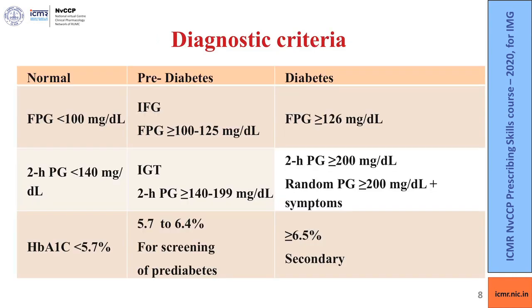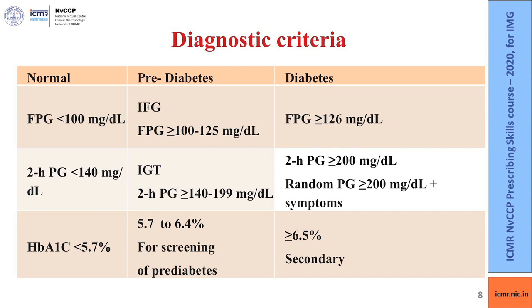Laboratory investigations are important and diagnostic, particularly the fasting plasma glucose, the postprandial or the 2-hour plasma glucose after meals and the HbA1c, and based on the levels of these 3 parameters, the patients are diagnosed either as normal, pre-diabetic or diabetic. So, these are the values that are mentioned as per the guidelines.